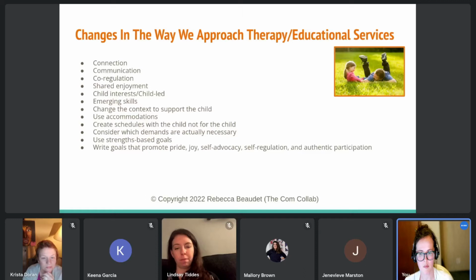But that co-regulation piece is so important, that we're helping regulate sensory systems, and then that's going to further support regulating emotion and behavior. And it's our job as the provider to really be modeling all of those strategies, because co-regulation is a prerequisite for self-regulation. And then shared enjoyment. I would say to my supervisees, if you're not having fun, they're probably not having fun.